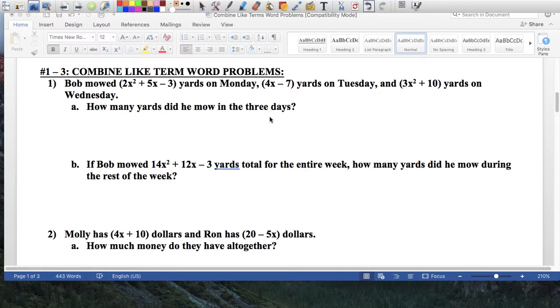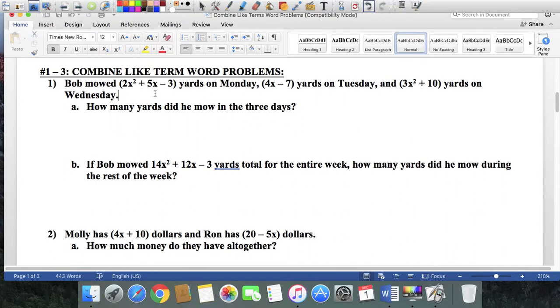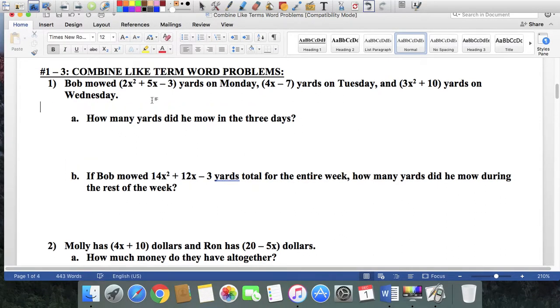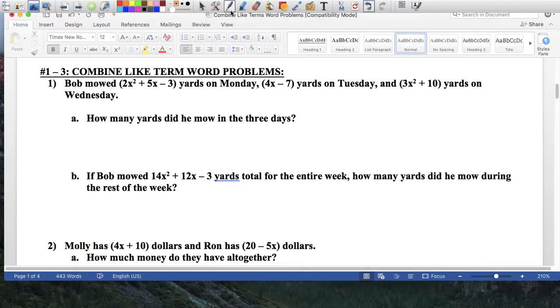So on this particular question, what you could have done is, let me change the problem just for a second. Let me take that out, take that out, and take that out. And let me put 4 yards, 3 yards, and 2 yards. So he mowed 4 yards on Monday, 3 yards on Tuesday, and 2 yards on Wednesday. How many yards did he mow in 3 days?